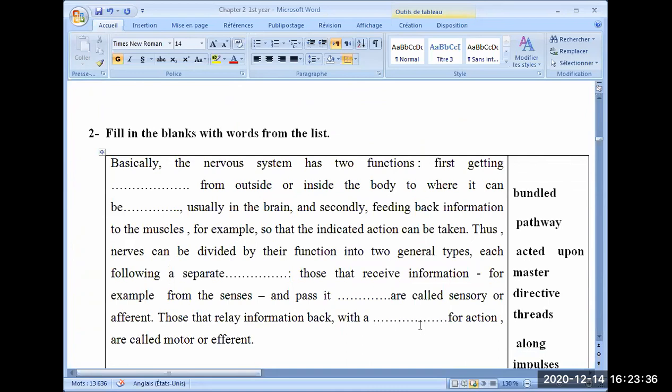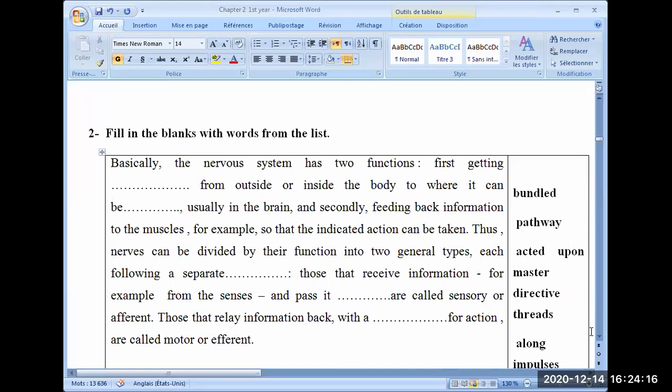Basically, the nervous system has two functions. First, getting impulses from outside or inside the body to where they can be acted upon, usually in the brain. The brain acts upon these impulses. And secondly, feeding back information to the muscles, for example, so that the indicated action can be taken.